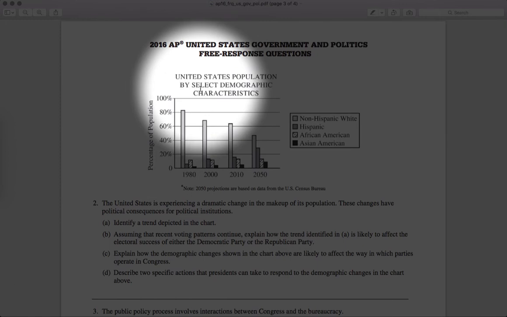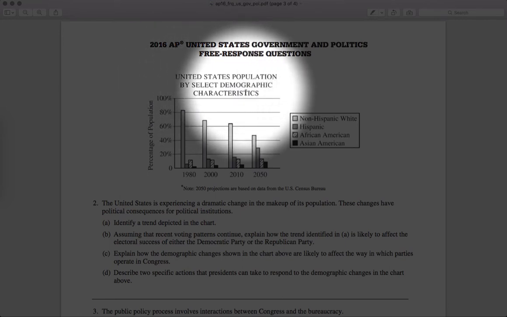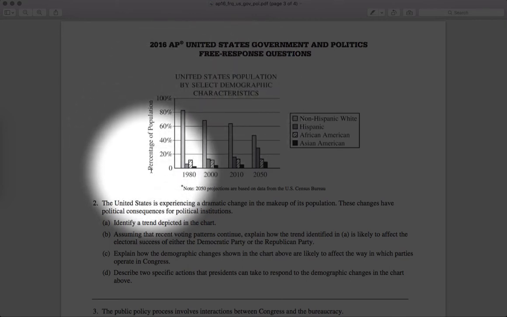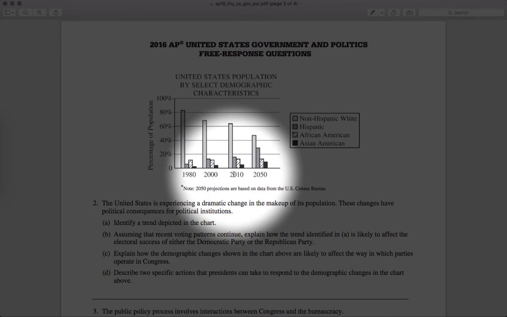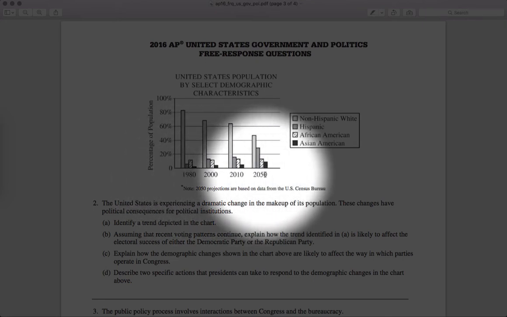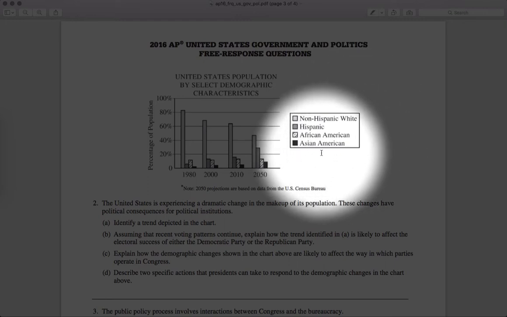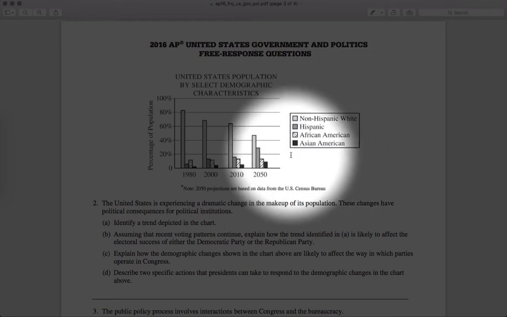And here's where we have a little combo that tripped a lot of students up last year. The title of the chart is United States Population by Select Demographic Characteristics, but it's not population as in just total numbers of white people or Hispanic people or Asian people or black people. It is the percentage of the population that those groups occur. This is a test that is saying, can you read a chart or a graph? And you don't want to get something wrong because you didn't take the time to read the axes. We have years across the bottom, every 20 years or so, and then we have our legend or our key, which shows us what the colored bars stand for.